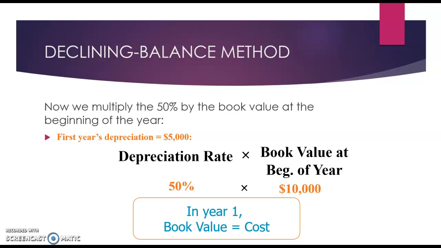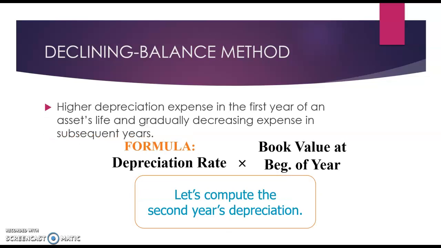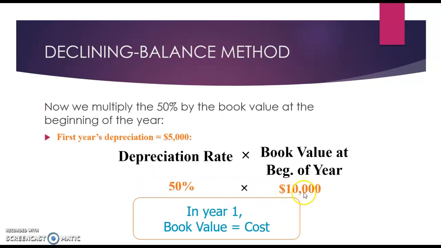Okay, so in this case, for the first year, we take our cost, because the original cost of $10,000 is the book value at the beginning of year one. So $10,000 times our rate that we calculated, which is 50%. So 10,000 times 50% would be $5,000.